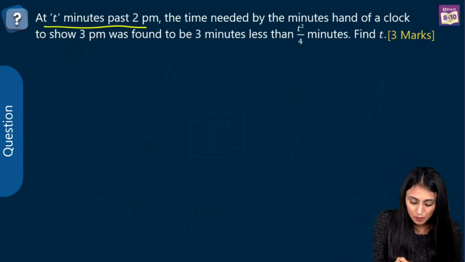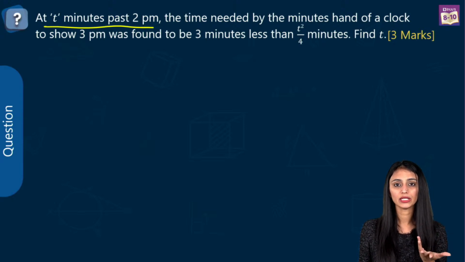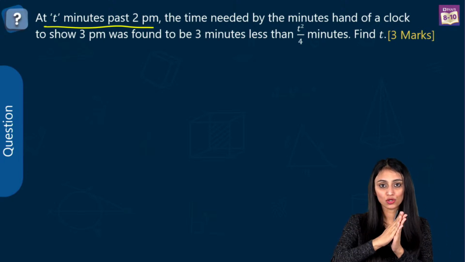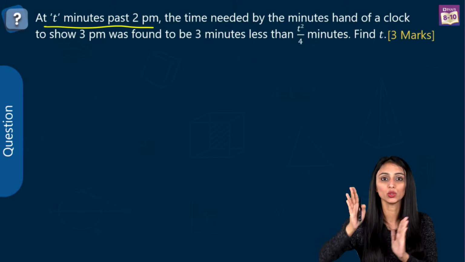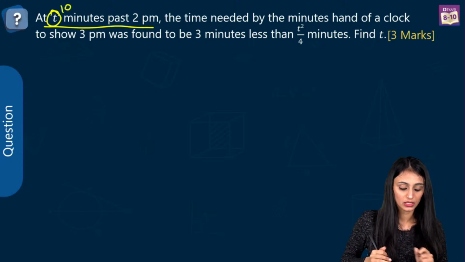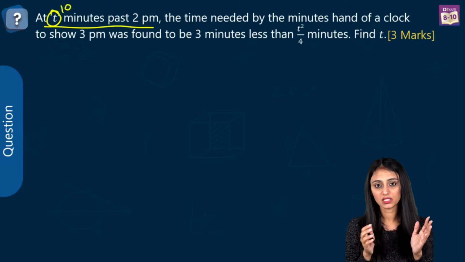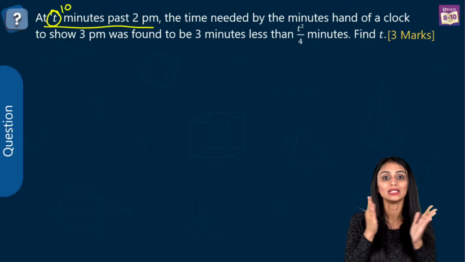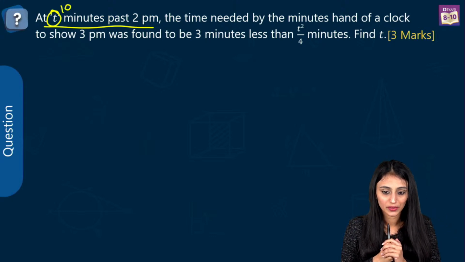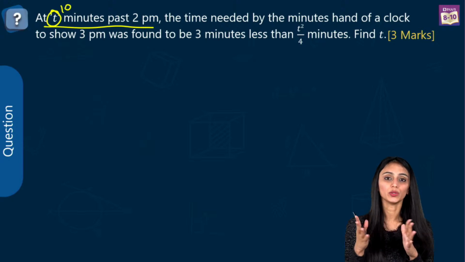So t minutes past 2 p.m. Let's say here t is, I don't know what the value of t is. It's 5 minutes, 6 minutes, 10, 15, 20, 55. I don't know what it is. But definitely it is more than 2 p.m. because it says t minutes past 2 p.m. Let's suppose this t is 10 minutes over here. So 10 minutes past 2 p.m. means it is 2:10 p.m. Thank you, Erin. Alright, so it is 2:10, right?